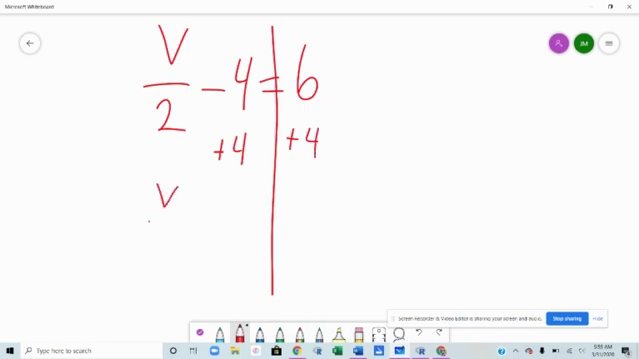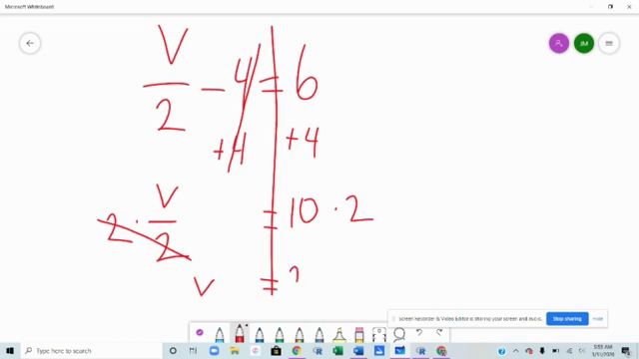You still have v over 2. Negative 4 plus 4 is 0. And then 6 plus 4 is 10. Now you have v over 2, which remember this is like a division sign. So how do you get rid of division? You multiply by 2 on both sides. So these 2's will cancel, leaves you with v equals 10 times 2 is 20.